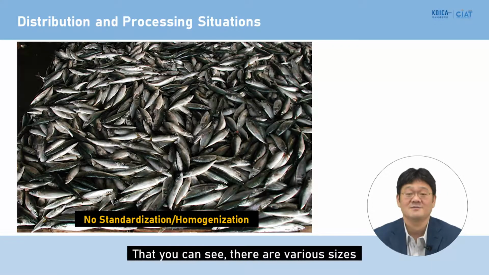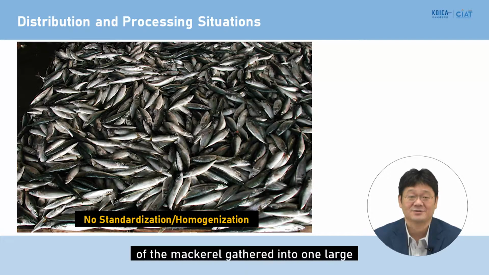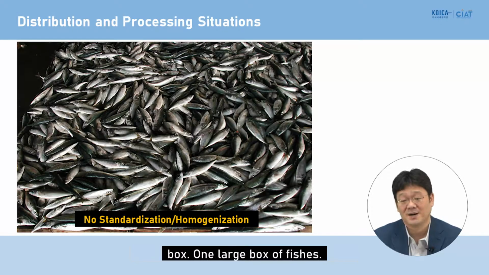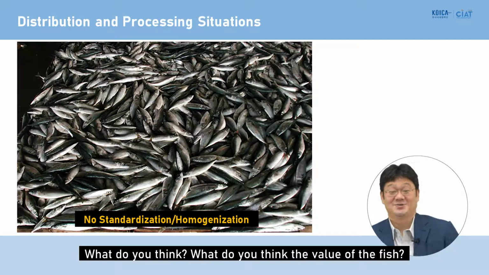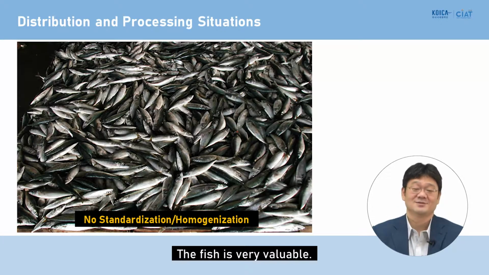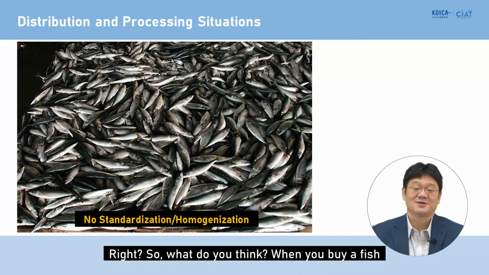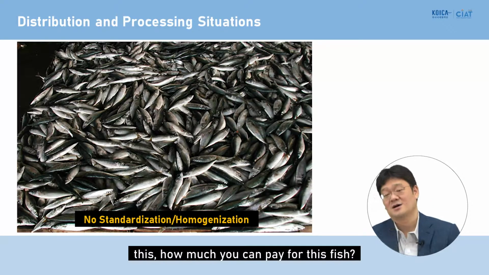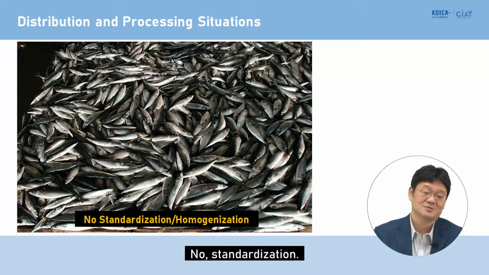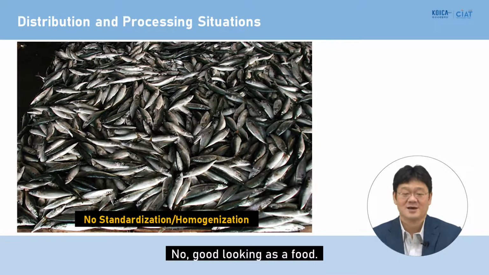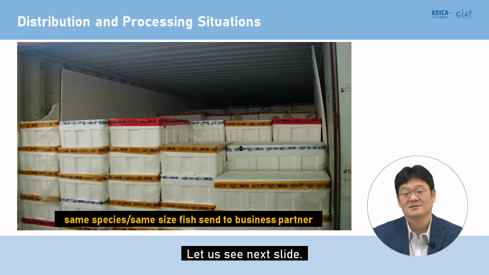Also, you can see there are various sizes of the mackerel gathered into one large bunch of fishes. What do you think the value of the fish is? The fish is very valuable, right? So what do you think? When you buy a fish, if the situation is like this, how much can you pay for this fish? No standardization. No good looking as a food. Let's see the next slide.